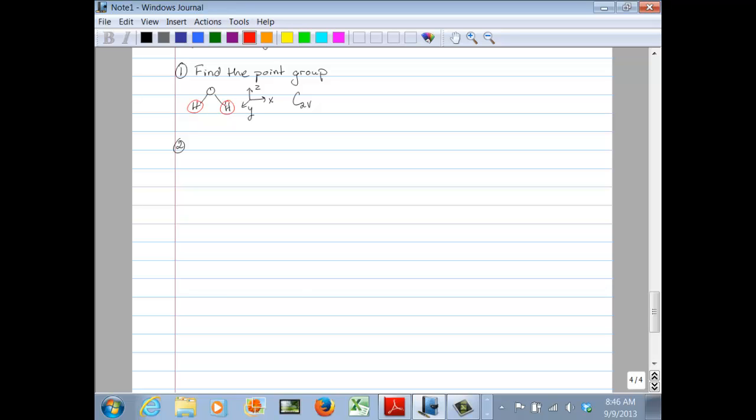That won't always be the case. Sometimes you'll have pendant ligands that have p orbitals as well. And so you'll have to take care of all of those. But for now, we're just dealing with s.